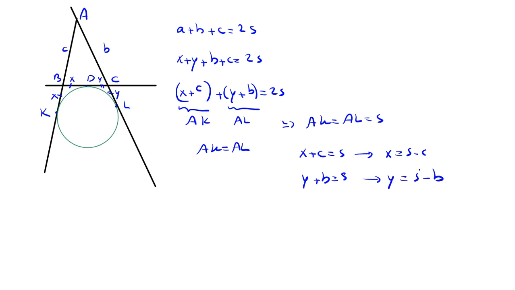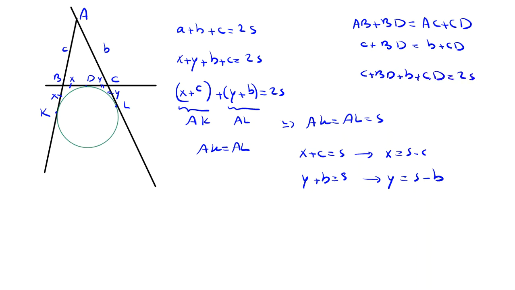And if you pay attention, in the assumption of the problem, it says AB plus BD equals AC plus CD. This D is the D of the problem. So it means what? It means C plus BD equals B plus CD. We know the sum of C plus BD plus B plus CD is what? Is 2S. So each of them would be S because they are equal from the assumption of the problem.